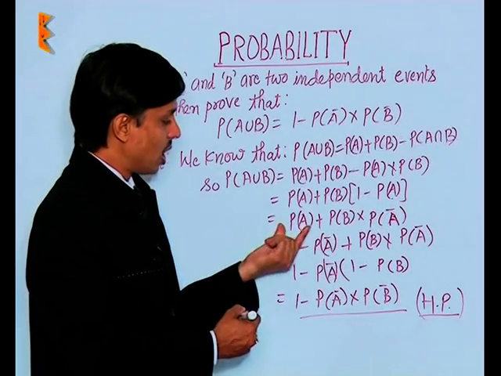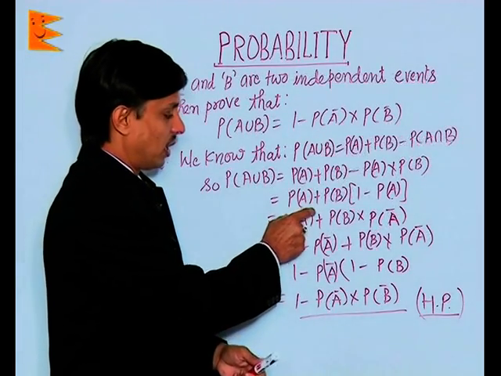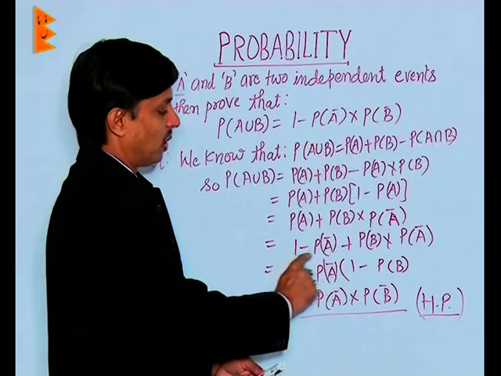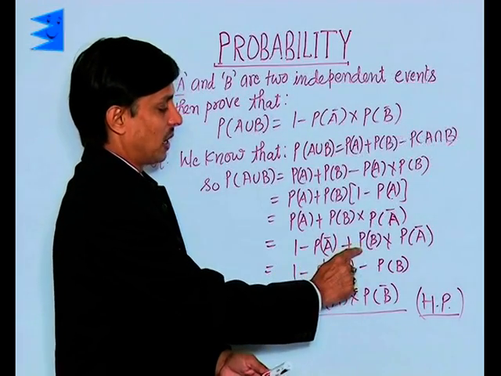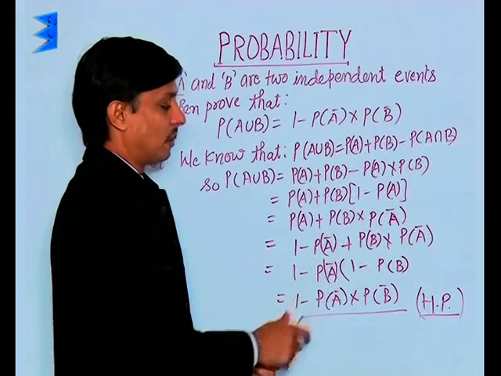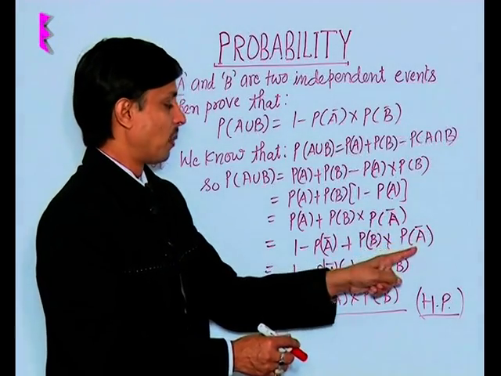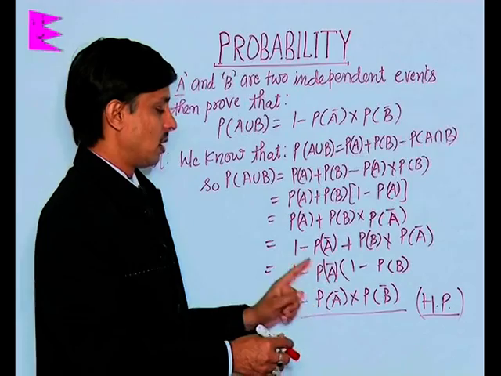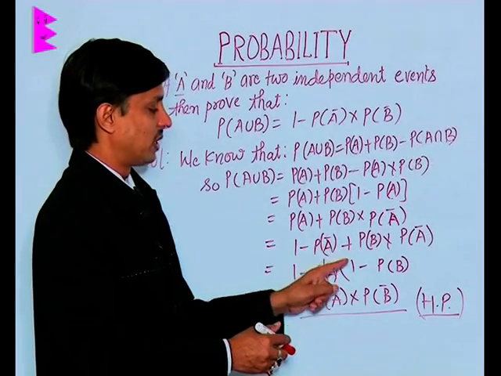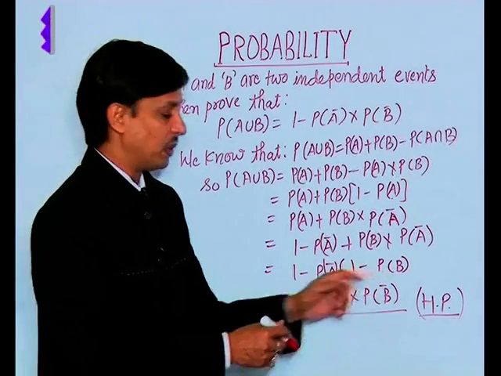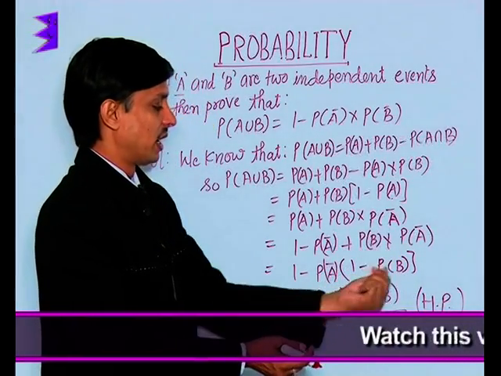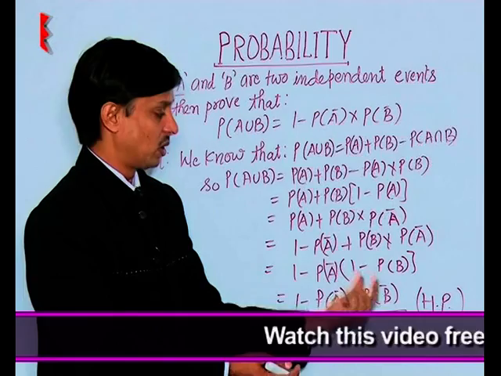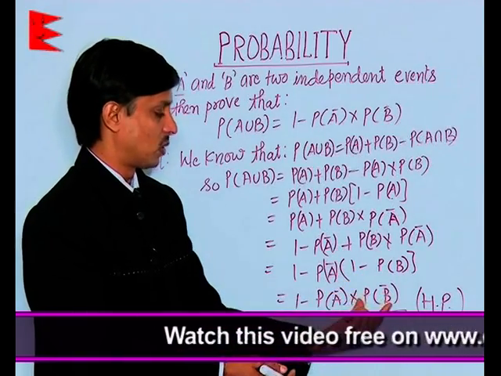Now in place of probability of A, we can write 1 minus probability of A not. So 1 minus probability of A not plus probability of B into probability of A bar. Then probability of A bar is common, and it is left with 1 minus probability of B. It is 1 minus probability of B, which can be written as probability of B not, because not happening is 1 minus of happening.